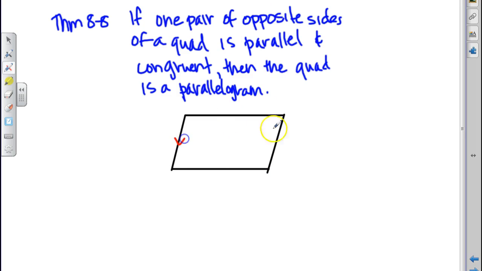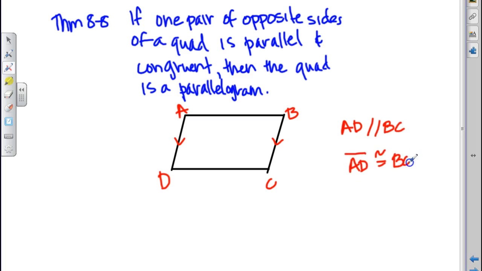So if I know these sides are parallel to each other and they also tell me that they are congruent, so AD is parallel to BC, but also I know that AD is congruent to BC, so maybe they are marked with 2 marks, then I know that my quadrilateral is a parallelogram. So one pair of opposite sides doesn't have to be both. One pair is parallel and equal in measure.